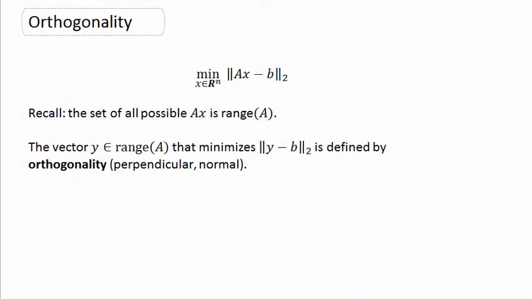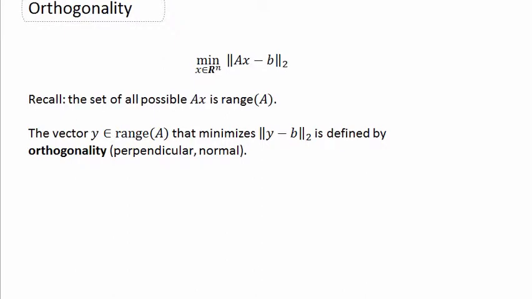Orthogonality is another subject that comes up very widely in numerical computing. Here we're going to talk about it in the context of the normal equations, but it's much broader. So again, here we have our linear least squares problem. And I want you to recall a definition from linear algebra.